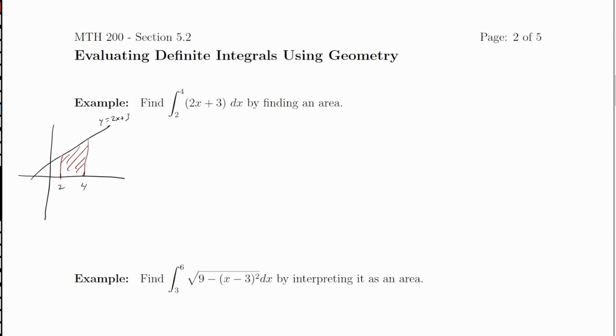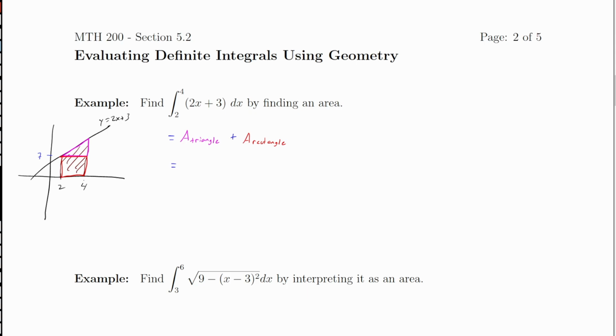And what I can do is, if you know the formula for area of a trapezoid, you can use that, or we can cut this up into a triangle and a rectangle and say that this integral is going to equal the area of the triangle plus the area of the rectangle. What I need to do is now compute out some values. If I plug 2 into this function, 2 times 2 is 4, plus 3 is 7.